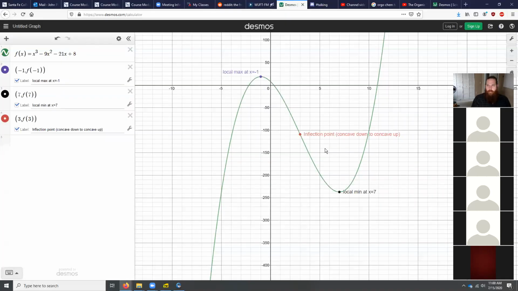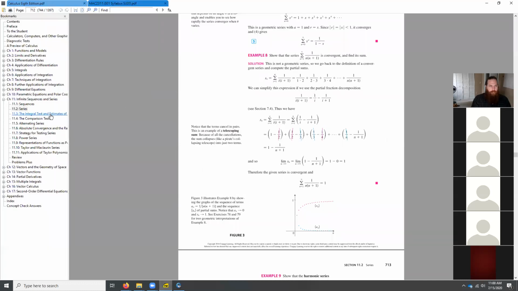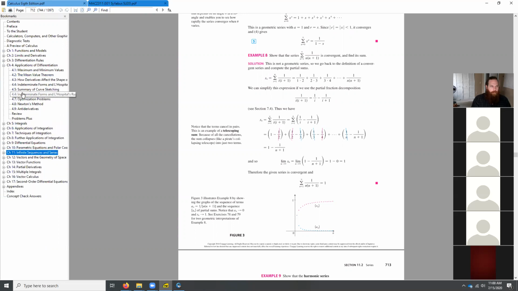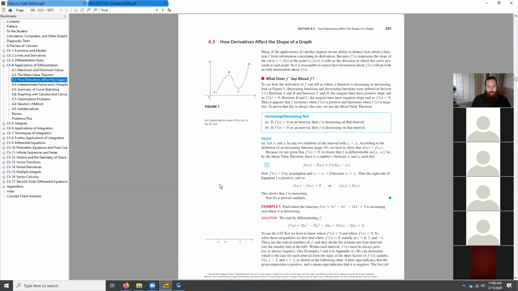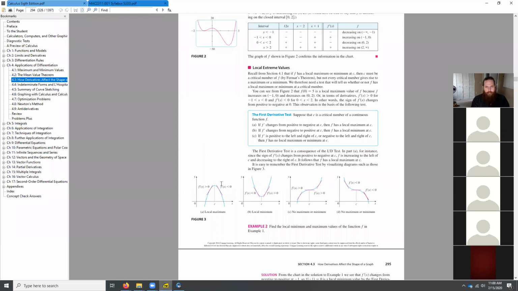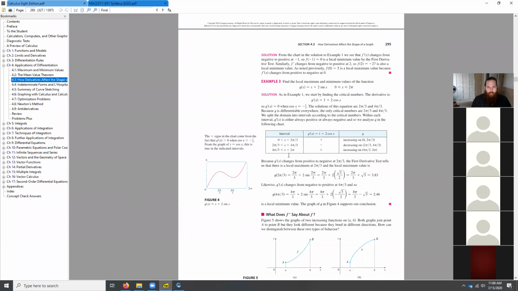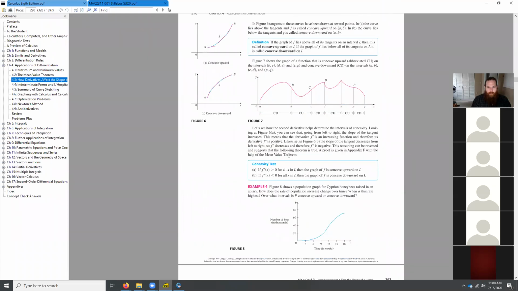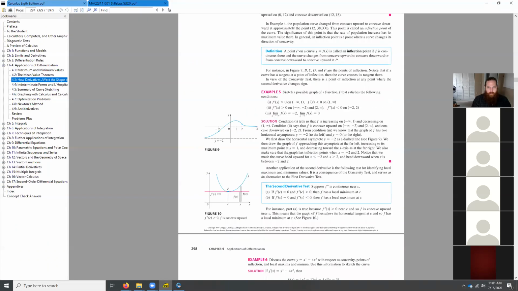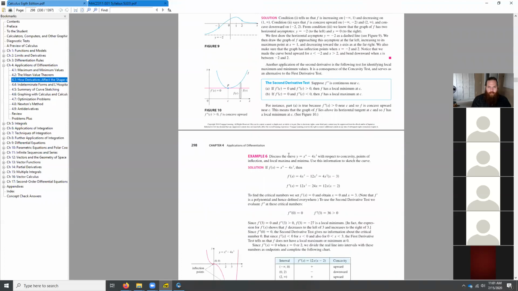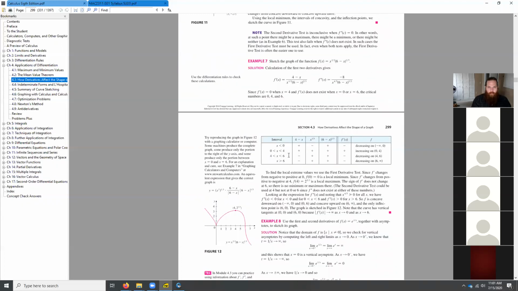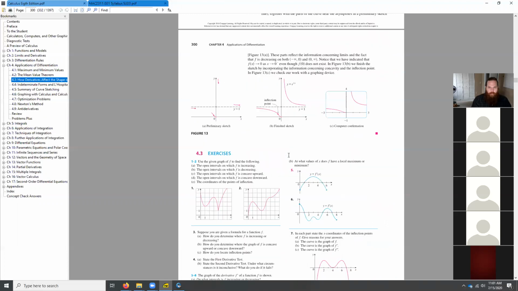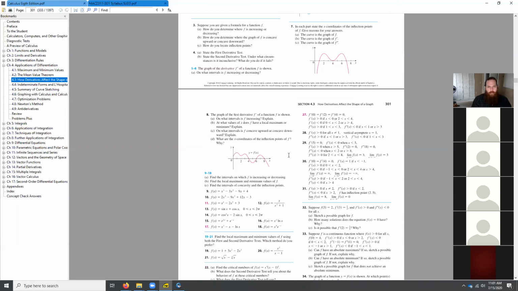Okay. Let's see, do I have this up still? Yeah. So I'd like to look at a handful of other examples here. Inflection point, second derivative test. Good, good, good. Okay.